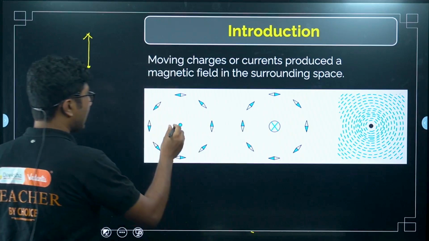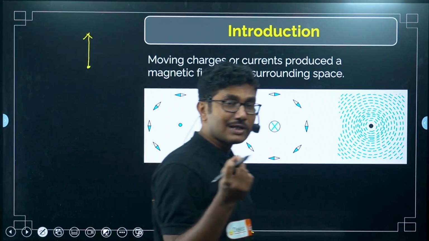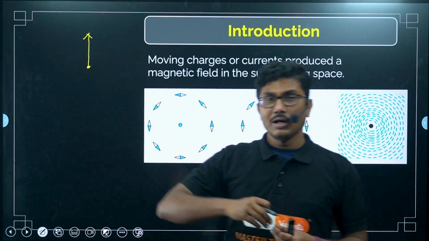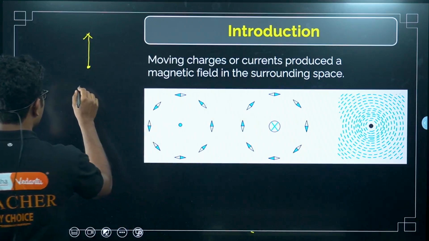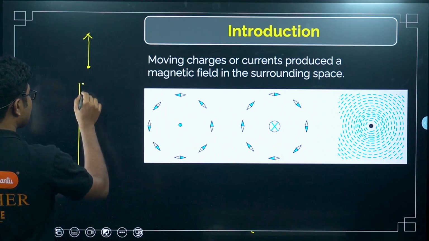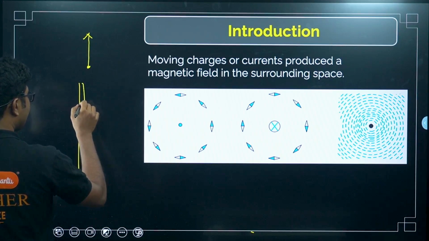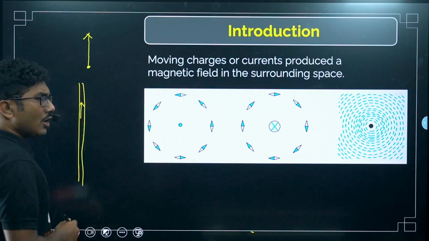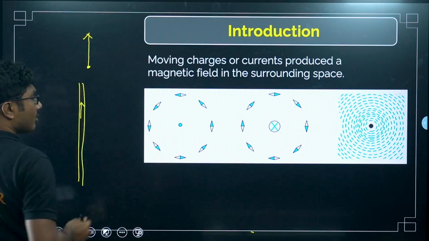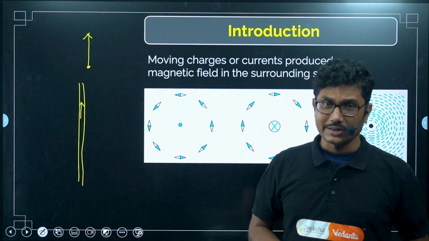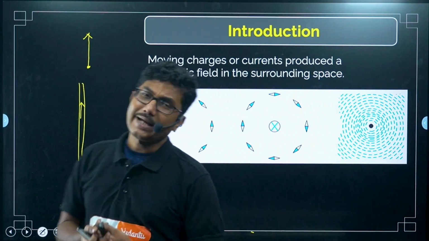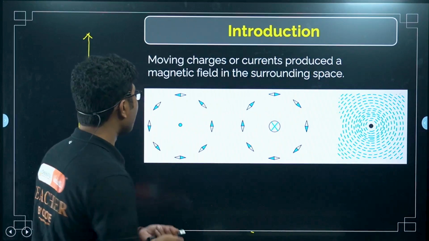Now it can be a single moving charge, or it can be a lot of charges moving, that is a current carrying conductor. We know that a current carrying conductor is basically charges moving in a direction. When there is a current carrying conductor it also produces a magnetic field, because current means a flow of charge, right, a flow of electrons. So a current carrying conductor can also produce a magnetic field.